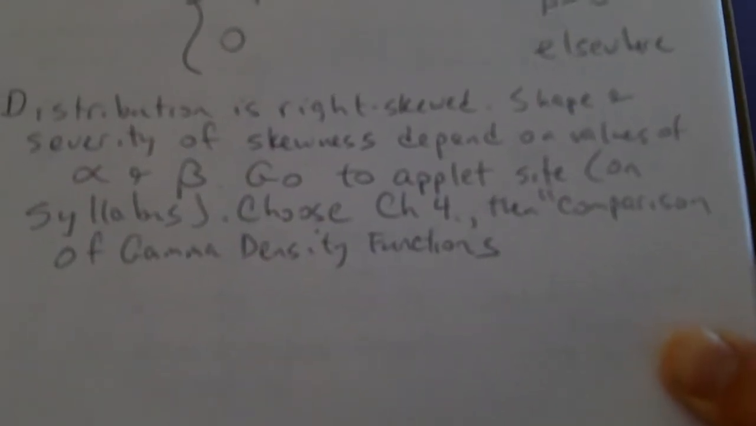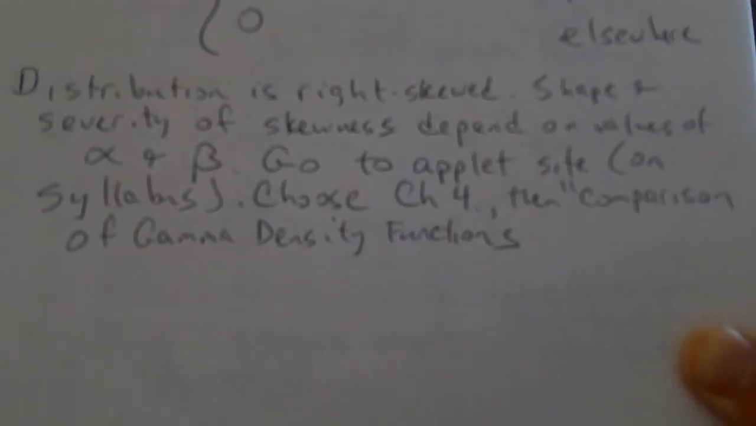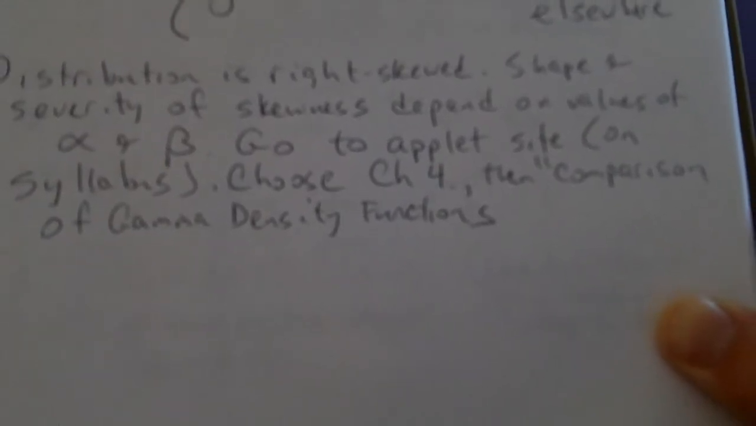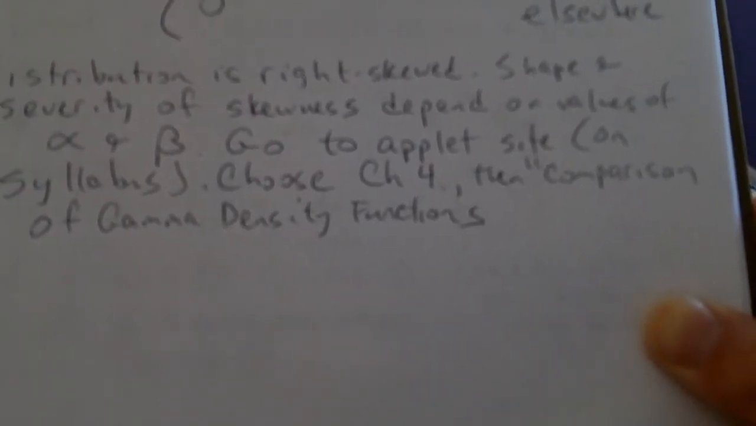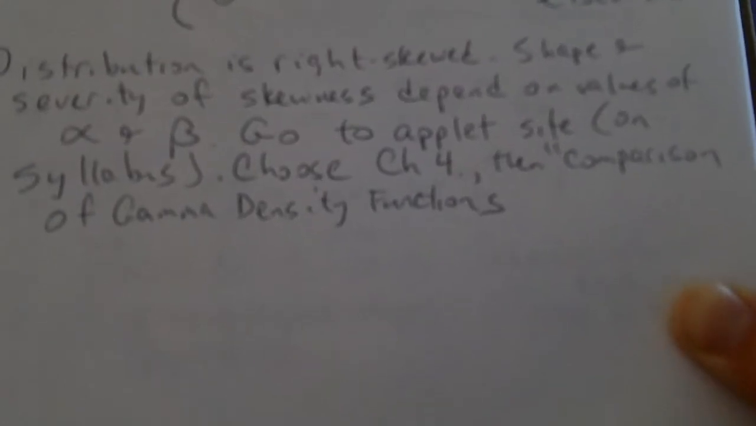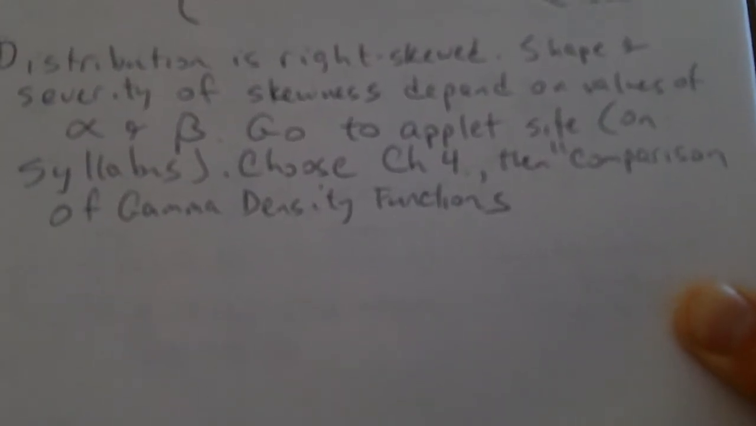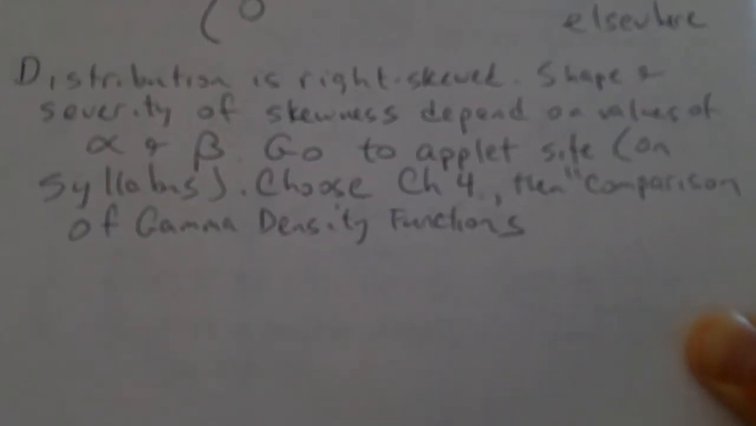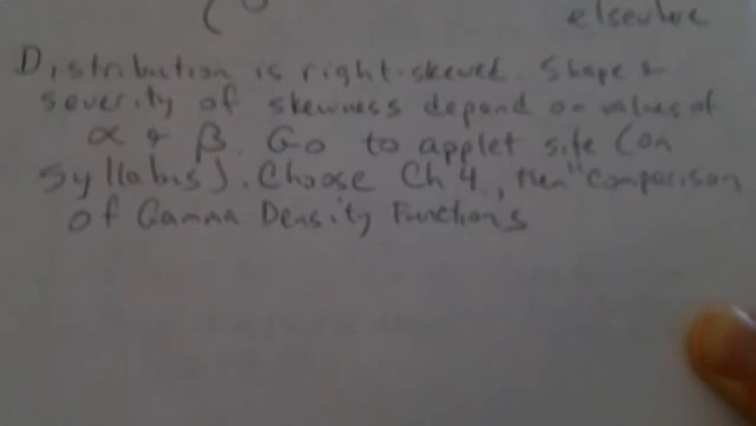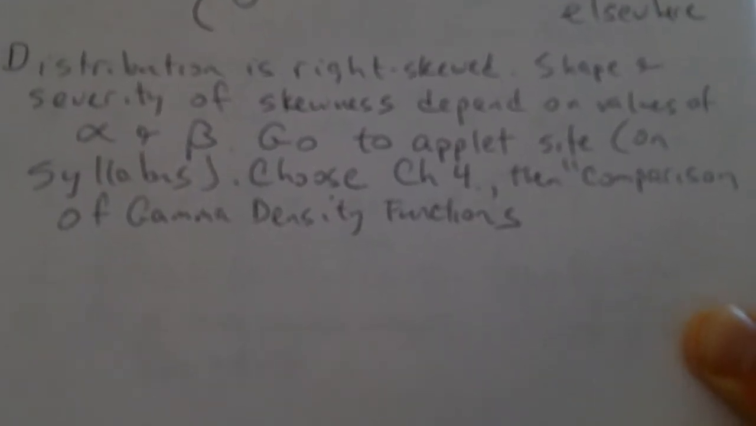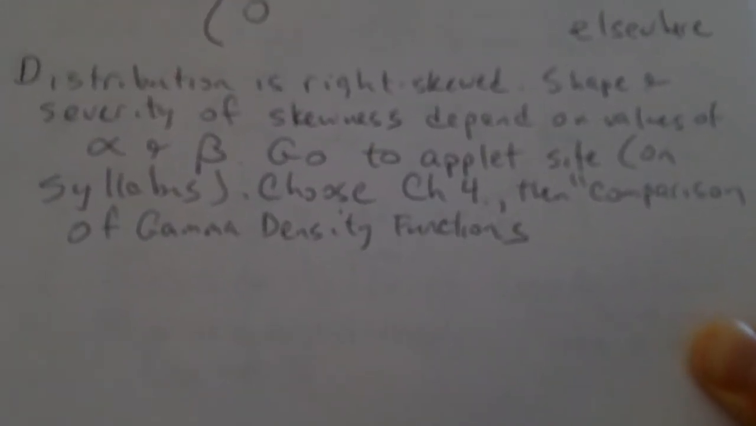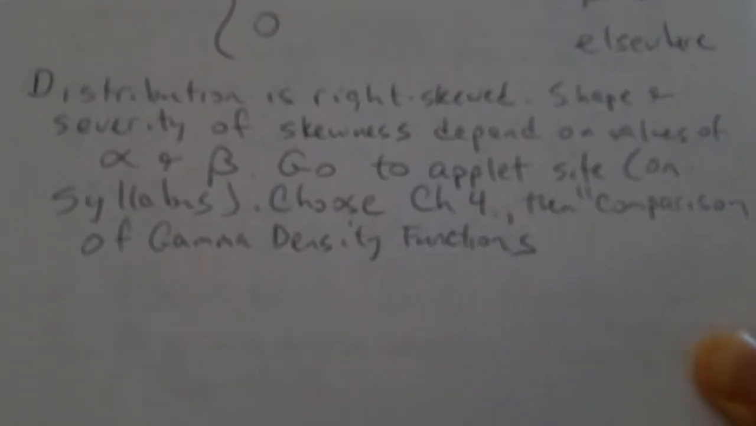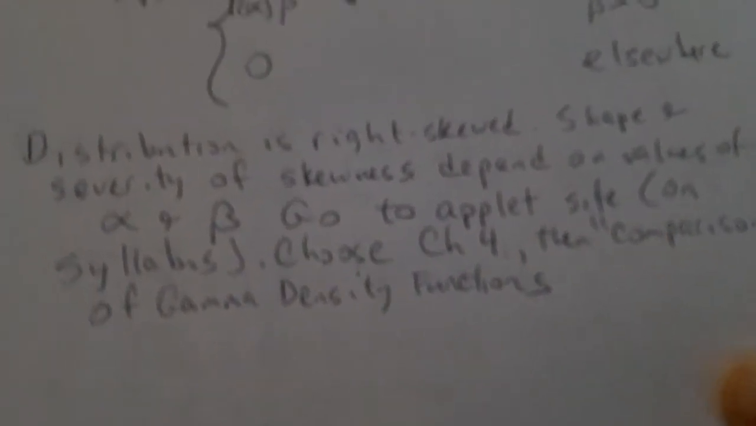I ask you to go to the applet site. Remember, I gave you the link on the syllabus. What you're going to end up doing is changing some of the parameter values to be able to see 3 different gamma densities graphed on the same scale. So you've got that for homework. You don't have to turn in any printouts, but you do need to pay attention to what's going on in terms of the shape there. So please make sure that you do that.